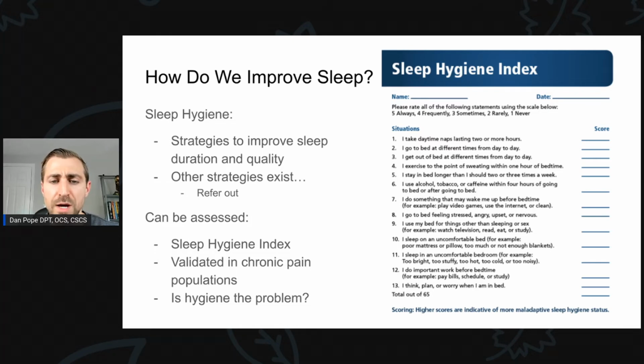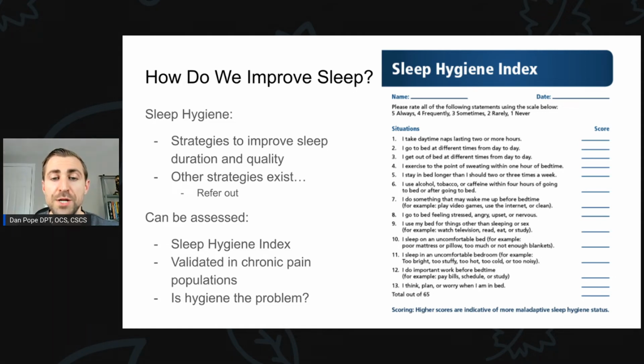Number 8, I go to bed feeling stressed, angry, upset, or nervous. Number 9, I use my bed for things other than sleeping or sex. For example, watching television, reading, eating, or studying. You basically want to make sure that your bedroom is used for sleeping and that's it. Okay. Number 10, I sleep on an uncomfortable bed. Example, poor mattress or pillow, too much or not enough blankets, right? We know that having an optimal temperature is important for sleep.